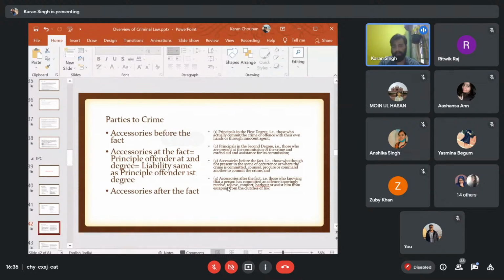Now there are obviously different circumstances, and your liability might depend on them. You don't need to go into those sections. The important sections that you need to remember when it comes to abatement are 107, 108, and 109. Only these sections are important. Just read them on your own also.